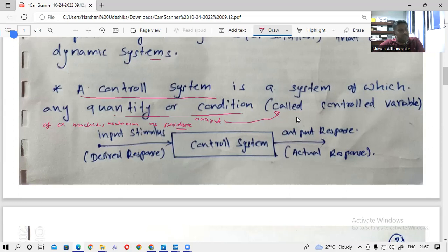The control system is responsible for keeping the stability of the output variable. That is called the controlled variable. The controlled variable means the output. That output can be a condition, or it can be some value, any value. That is why it may be a quantity or condition.